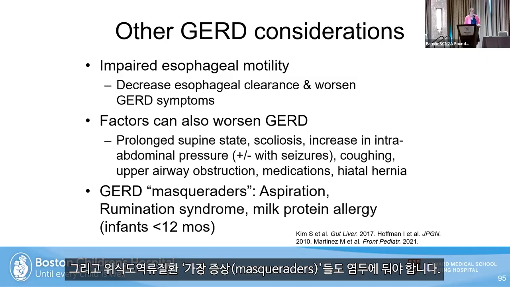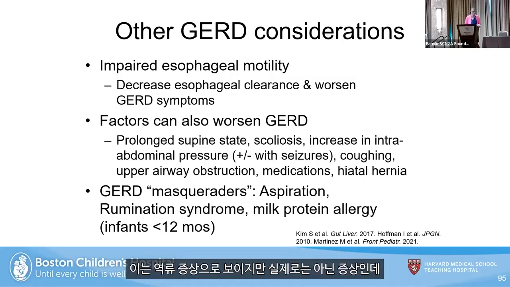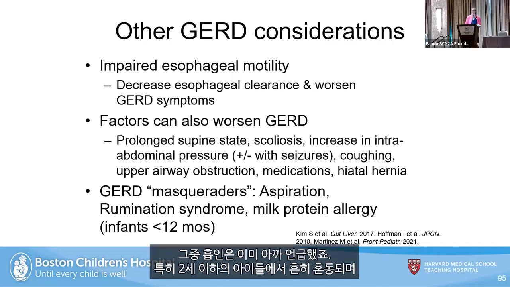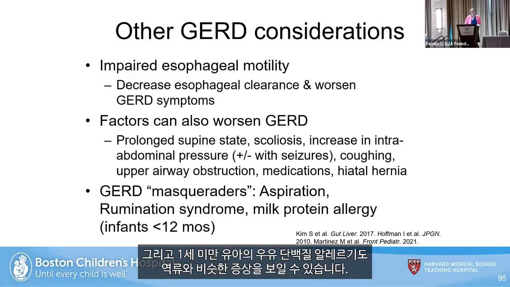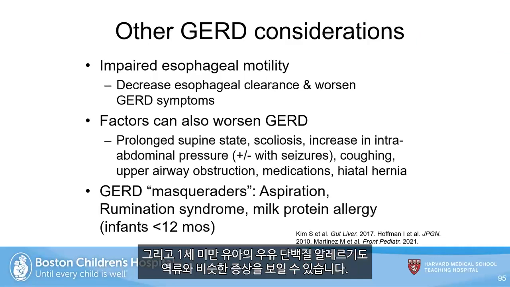And then we have to keep in mind what we call GERD masqueraders. Those are things that seem like reflux, but actually are not. We already talked about one of them, aspiration, especially in kids under the age of 2. There is also a phenomenon called rumination syndrome, which is repeated regurgitation and rechewing of stomach contents that regurgitate after a meal. And then milk protein allergy can also mimic reflux in infants under the age of a year.